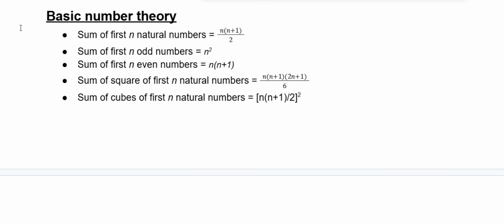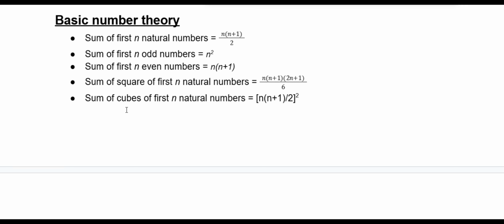So let's see some basic number theory. The sum of the first n natural numbers is n multiplied by n plus 1 by 2. Suppose you are taking 10 natural numbers, 10 multiplied by 10 plus 1 by 2. And the sum of the first n odd numbers is n square. The sum of the first n even numbers is n into n plus 1. Suppose you are taking the sum of squares of the first n natural numbers, then that is n into n plus 1 into 2n plus 1 by 6.